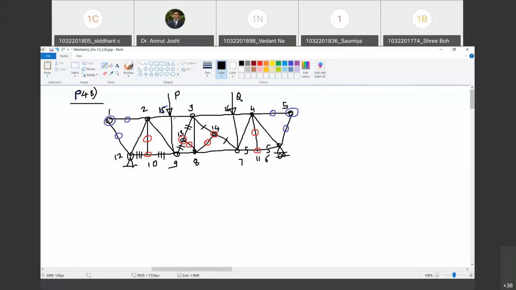But in the free body diagram, this P also will be seen. Do you agree with me? Yes, sir. So I cannot apply the second rule. Where else can the second rule be applied?